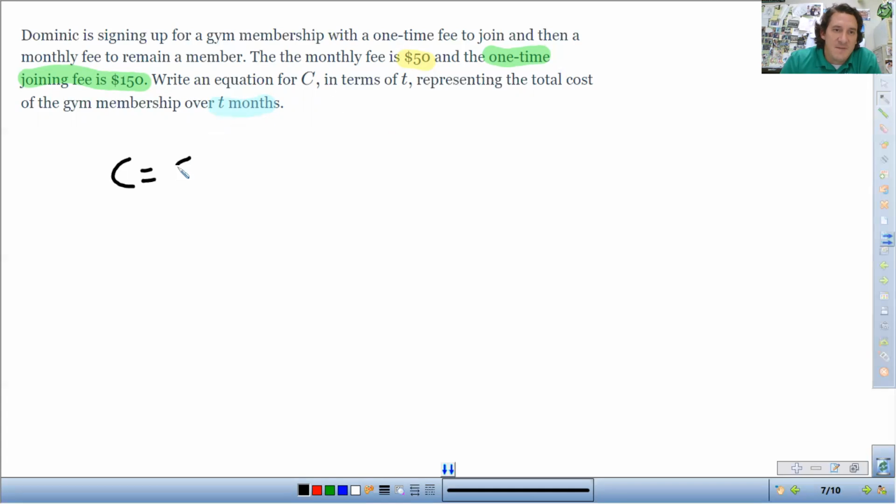So it's going to be 50 times T, and then you add the one-time fee to the end. So the cost of joining the membership is $50 for every month plus $150 starting fee. And that is the answer we are looking for.